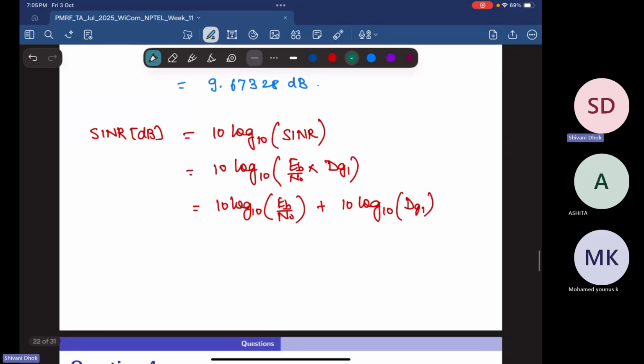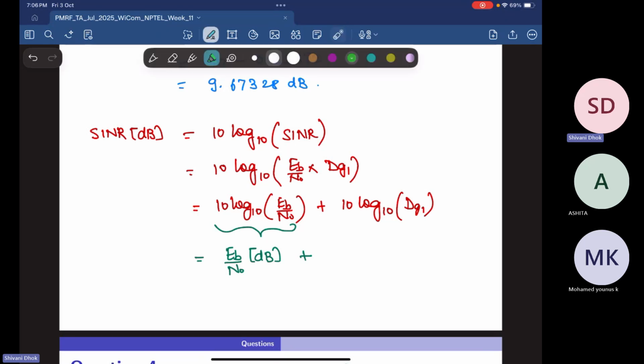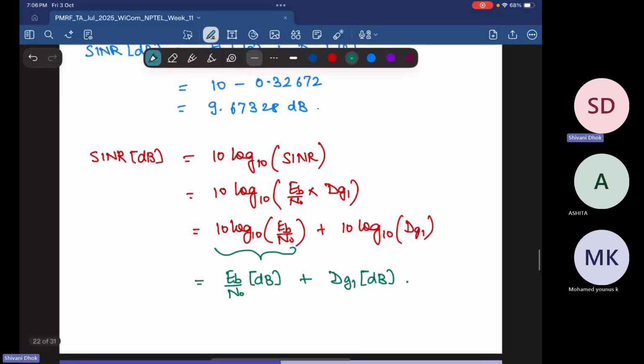Now this particular thing is basically converting your linear Eb by N naught to dB. So this is nothing but your Eb by N naught in dB scale plus this particular quantity here. It is translating your linear dg1 to its decibel equivalent value. So this is equal to your dg1, sorry, in dB.